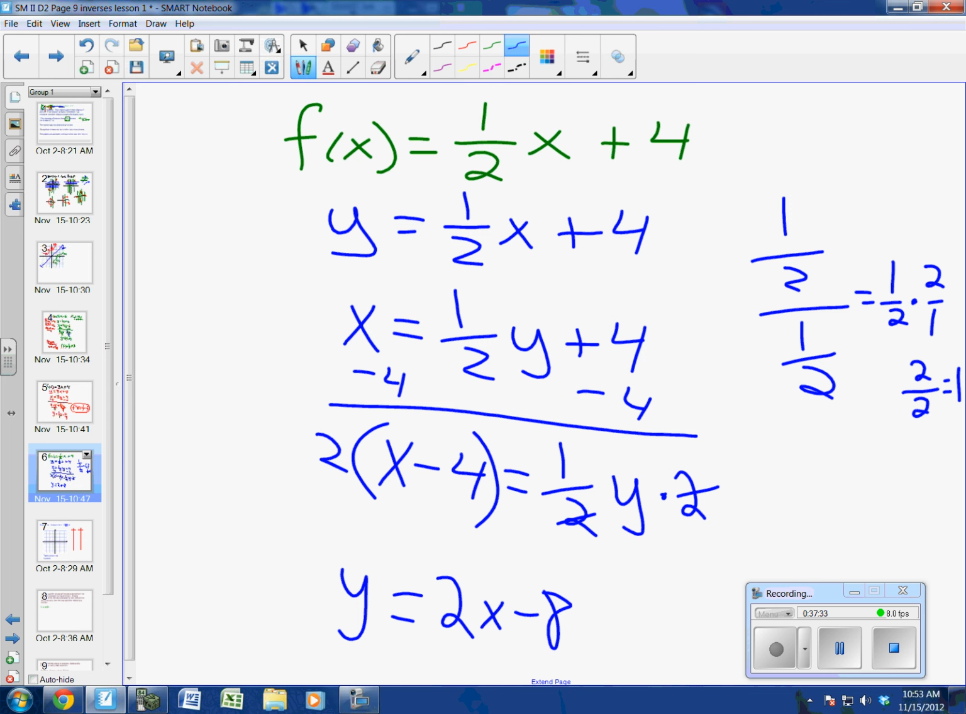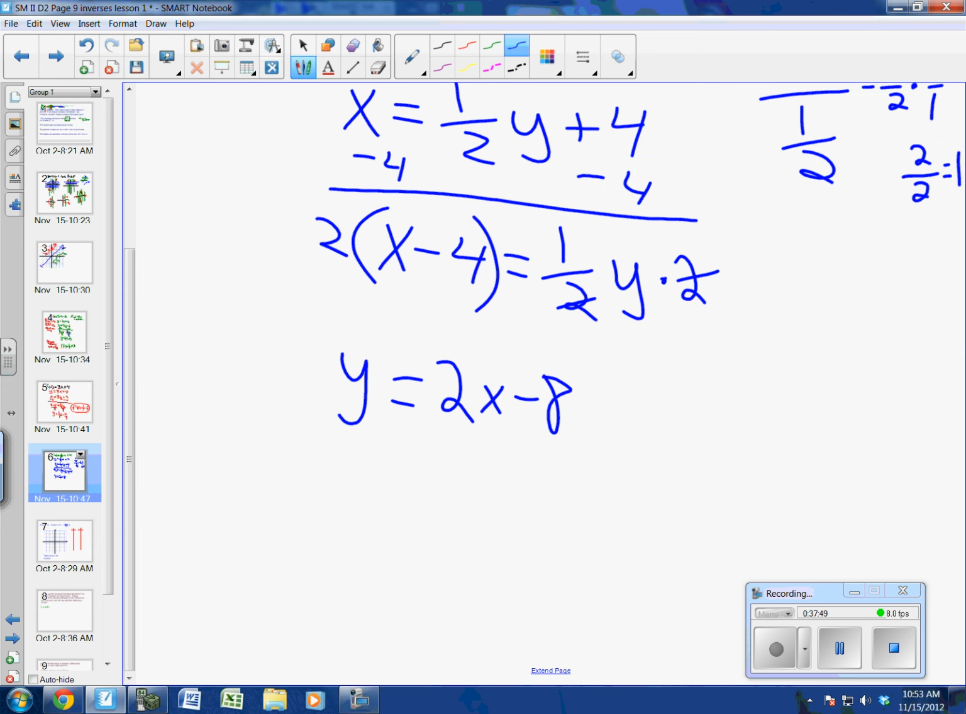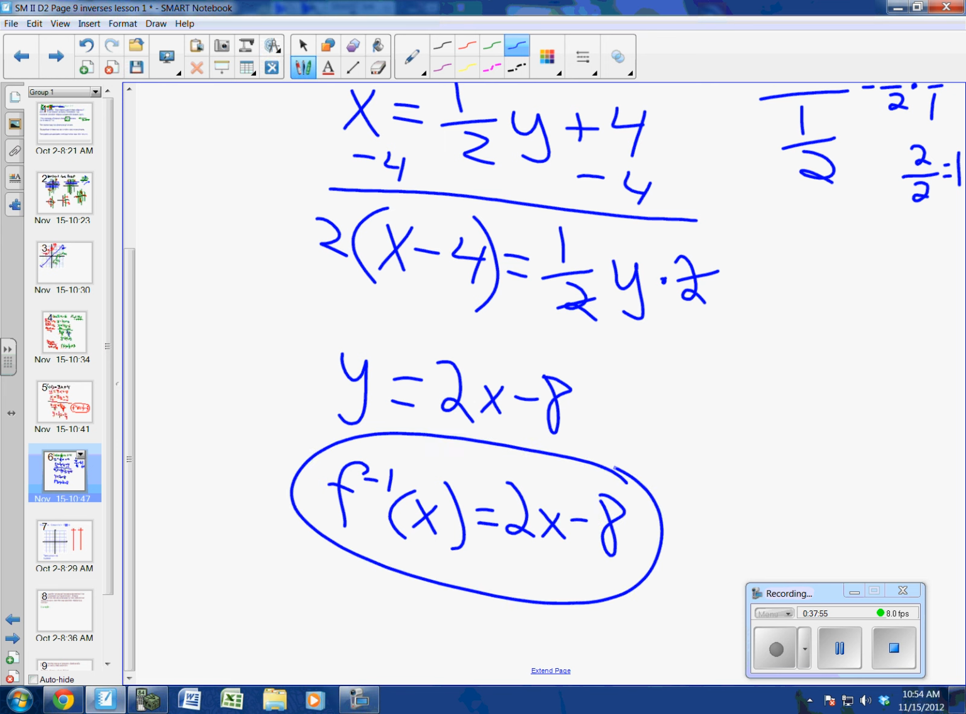Say that again. 2 over 2 is equal to 1. Okay? Okay, now, I'm not done with this problem. What's my last step, you guys? What's my last step? Yeah, changing the y to f inverse of x. And that should be my answer.